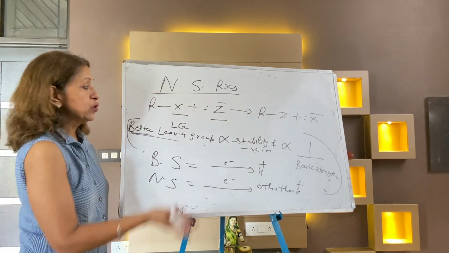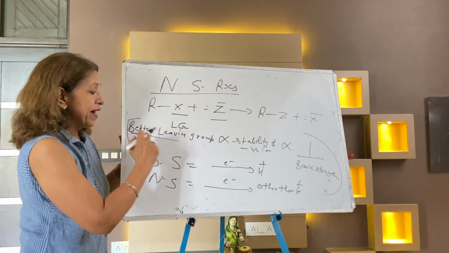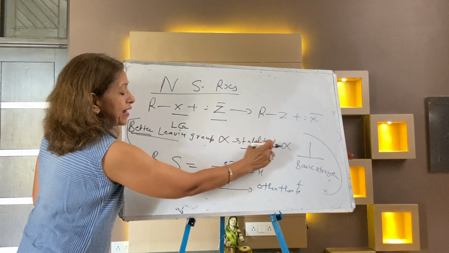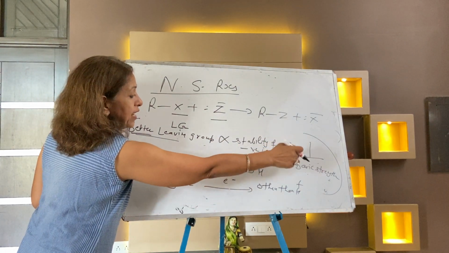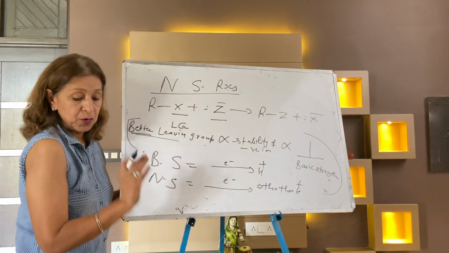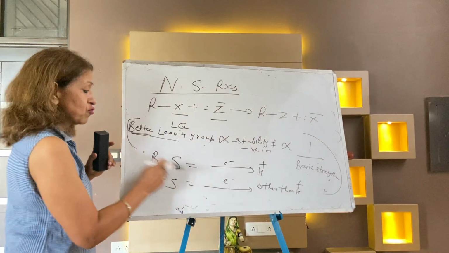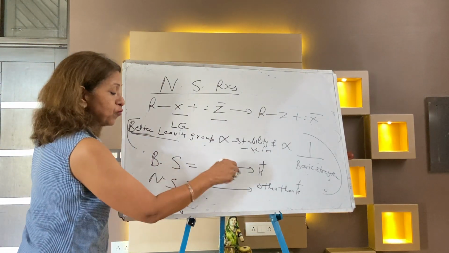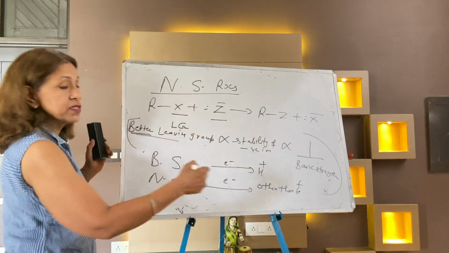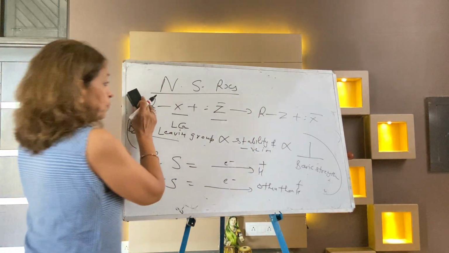How will you identify which one is X and which one is Z? Today I will tell you by this tip. The better leaving group is the one whose negative ion is most stable and, inversely proportional, less basic. Okay, now I'm going to explain each and everything to you. Write down, basic strength is when the electron moves towards H plus. Nucleophilic strength is when the electron moves not towards H plus, but towards some other ion.